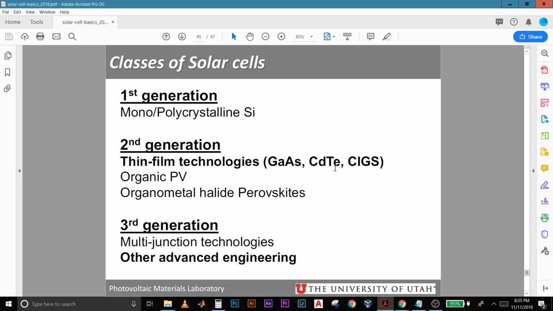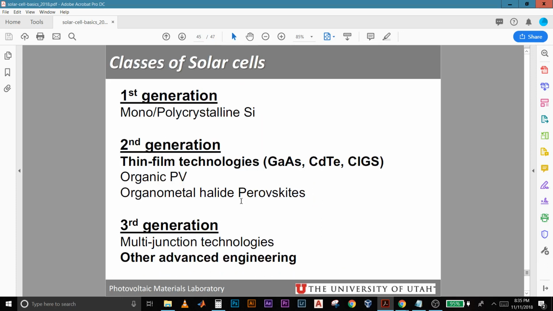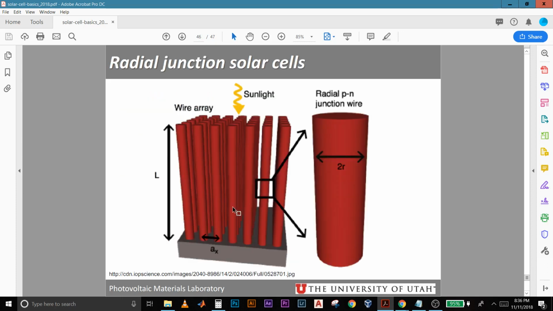Lastly, we come to an umbrella term for other advancing engineering. One of the technologies we discussed in the last class was solar spectrum splitting, which leads to an increase in the efficiency of solar cells by splitting the solar spectrum and making 2 or 3 band gap solar cells absorb at different locations.